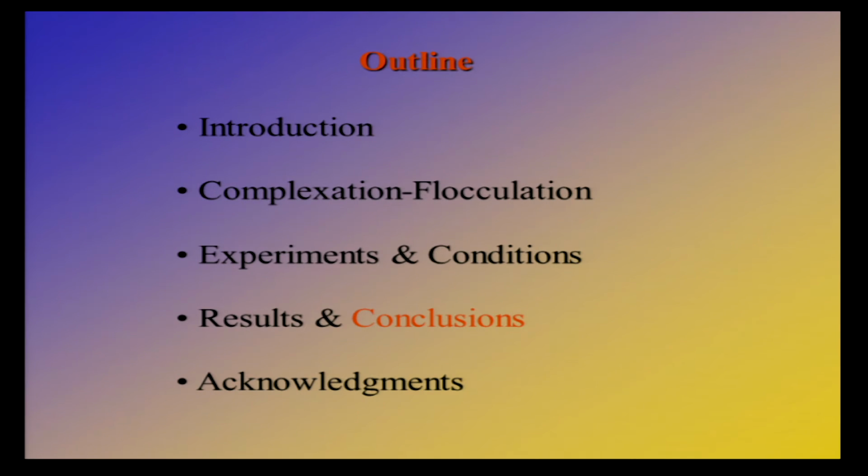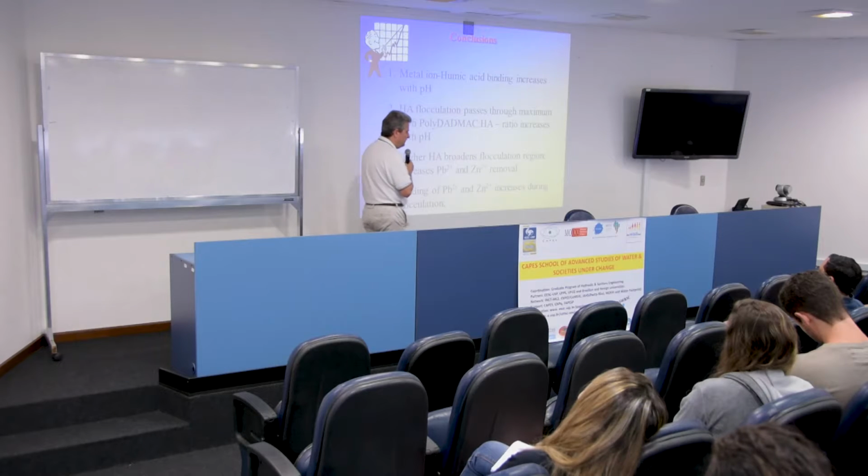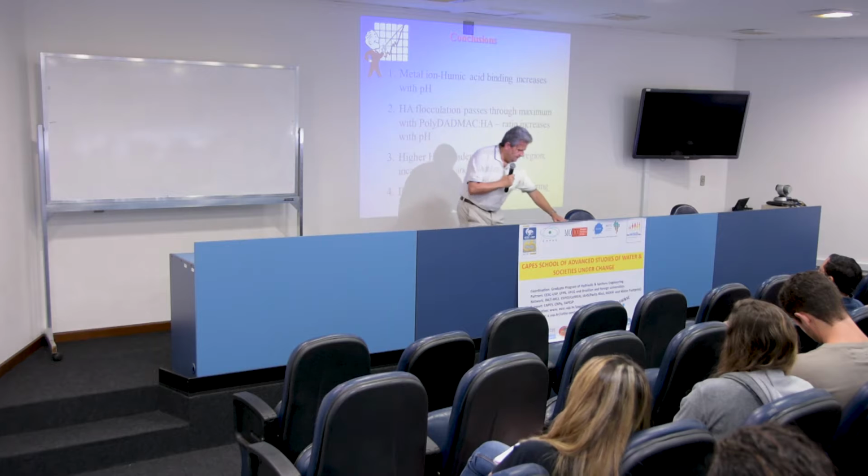So what are the conclusions that we can make from the study? So what we know then is that as we increase the pH, the charge on the humic acid will increase, and therefore the binding of the metal ions to the molecule, to the humic acid, will increase with pH. So this is good news. It means that with neutral pHs, we can remove most of our humic acid.